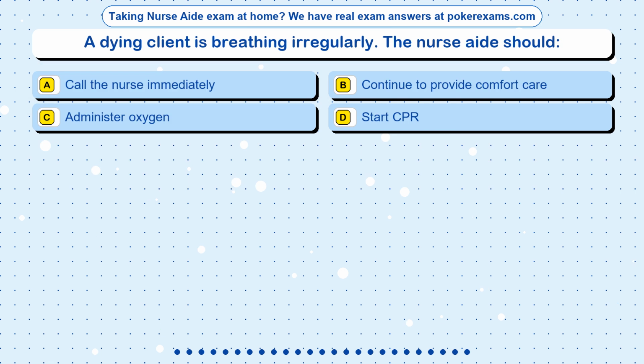Question 20. A dying client is breathing irregularly. The nurse aide should: Option A, call the nurse immediately. Option B, continue to provide comfort care. Option C, administer oxygen. Option D, start CPR.